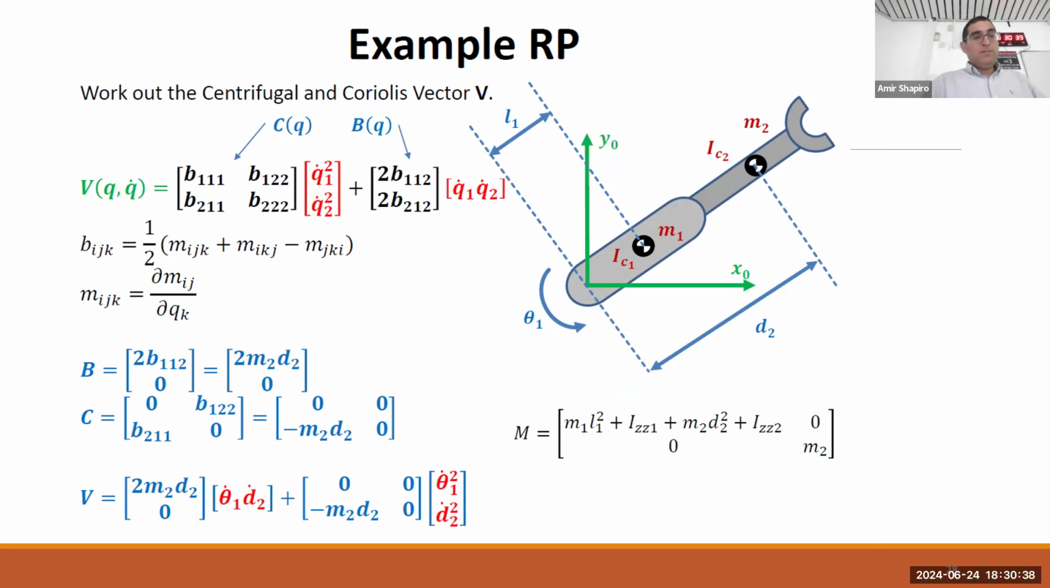So B_ijk is this. This is the part that comes from M. M_ijk is dM_ij to dq_k. And M, we already computed, it's here. This is M. You see, it depends only on d2. So dM_ij to dq_k.